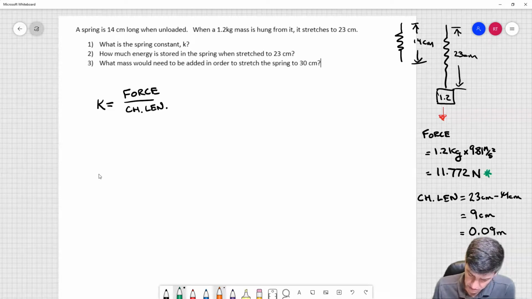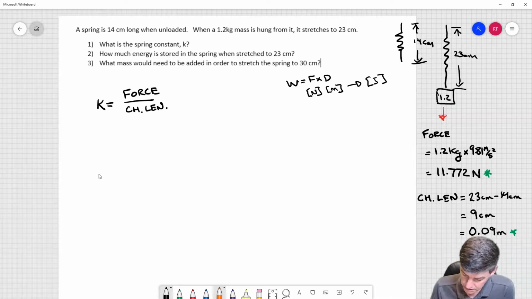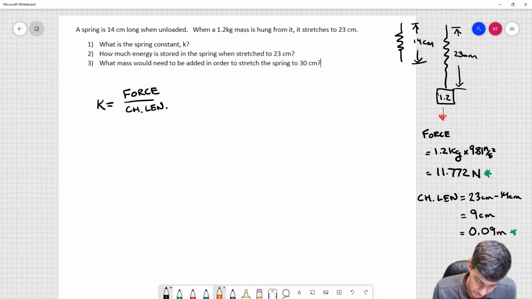So you see I've got newtons and I've got meters, because when I use that equation, work is equal to force times distance, don't forget that my force was in newtons and my distance was in meters, and that ended up giving me a work in newton meters or joules. Okay, so it's important that we get everything into newtons and meters in these questions. It's going to be helpful to make sure we've got the right answers at the end.